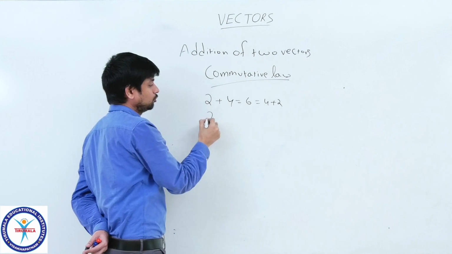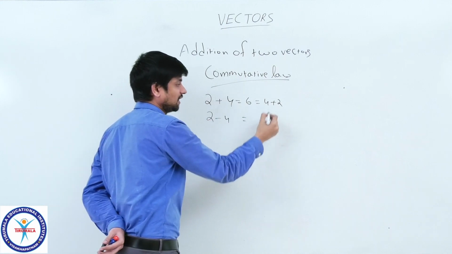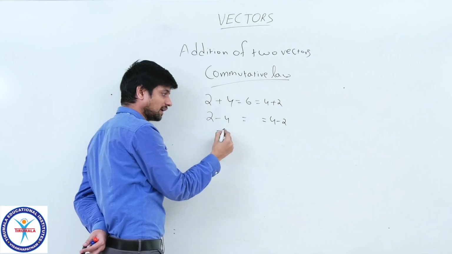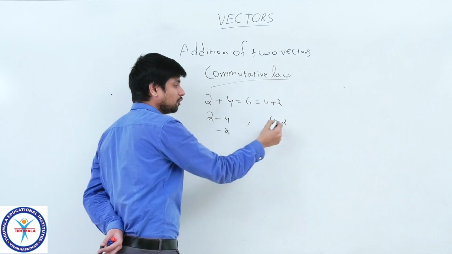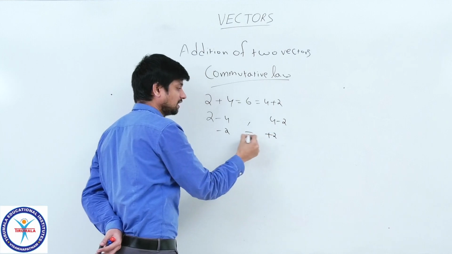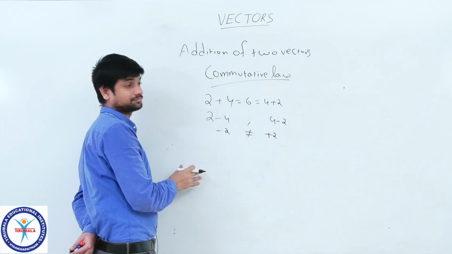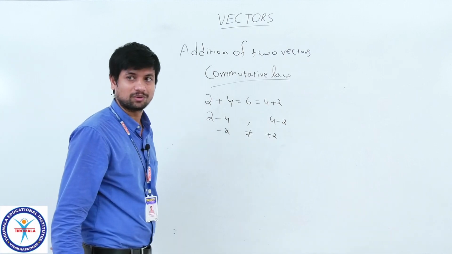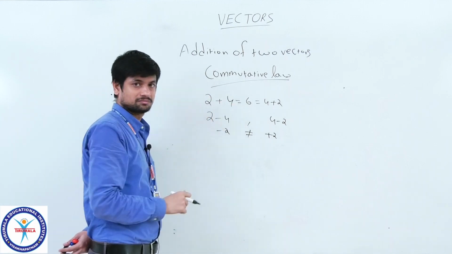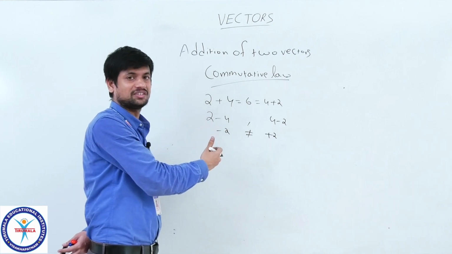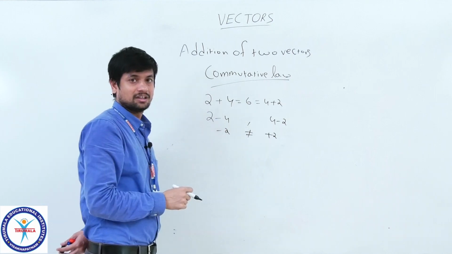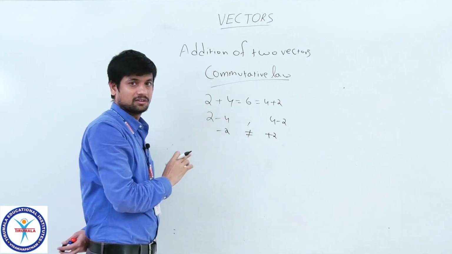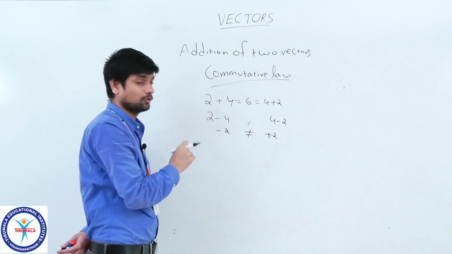But if I do 2 minus 4 and 4 minus 2, are both same? 2 minus 4 gives you minus 2. 4 minus 2 gives you plus 2. Are they same to each other? No, they are not same. So, subtraction of two values does not follow commutative law, but addition follows. It obeys that law. Commutative law means in any manner I can add. Now, one more, for the vectors also it is being obeyed. For vector addition also those are being obeyed.